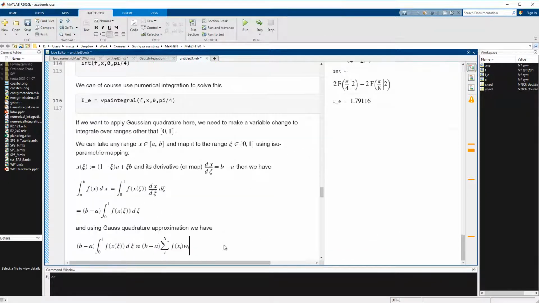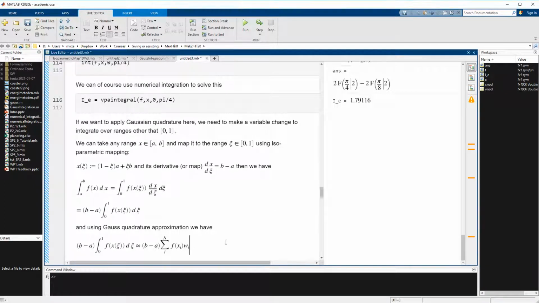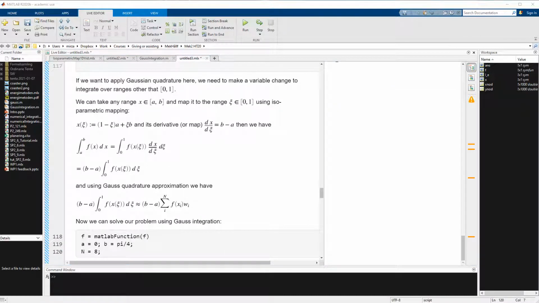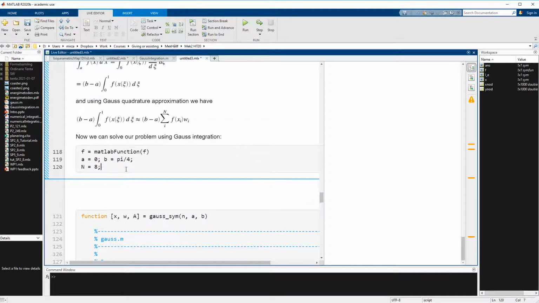Finally, we take our isoparametric integral, and we have b minus a times the sum of all of the function evaluations at x of i times w i. Okay, how does this work? We can solve our problem using the Gauss algorithm now. So we take 8 points, for instance, 8 function evaluations. Remember, this function here is not a polynomial. We cannot exactly integrate this using Gauss.